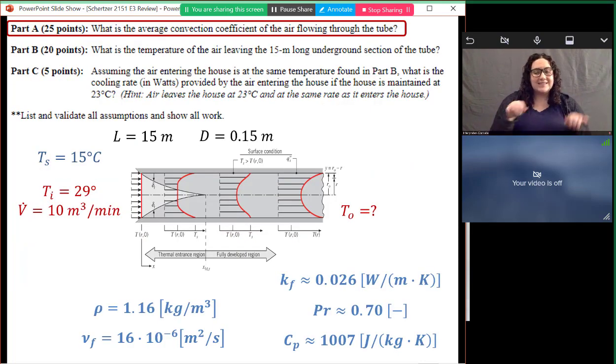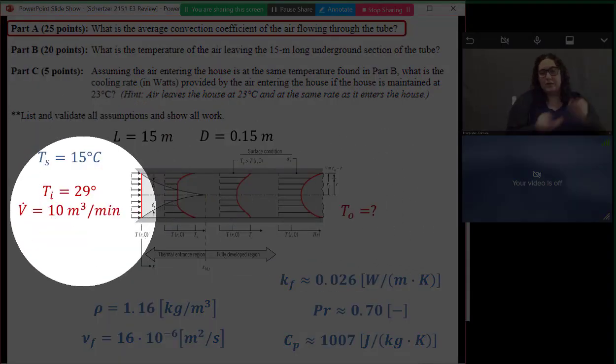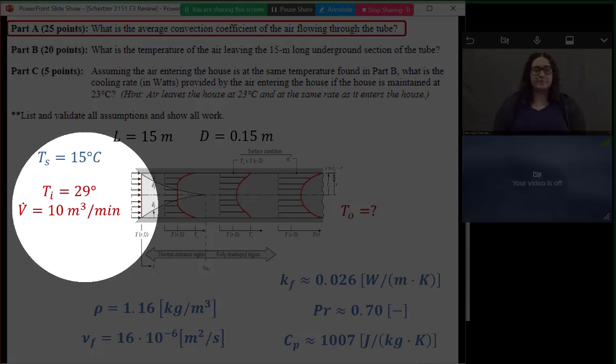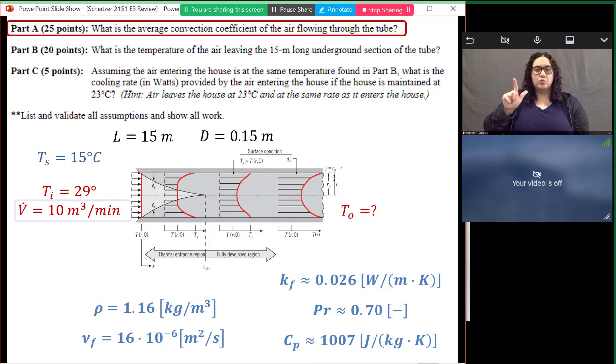Okay, so first, I always like to draw a diagram. So this is the diagram of our tube that runs under our pipe, right? So it's bringing air in, right? We know that it's taking it from outside where it's 29 degrees. We're told a flow rate, but it's a volumetric flow rate. I know that I'm going to want a mass flow rate, so I'm just going to go ahead and do that, right?